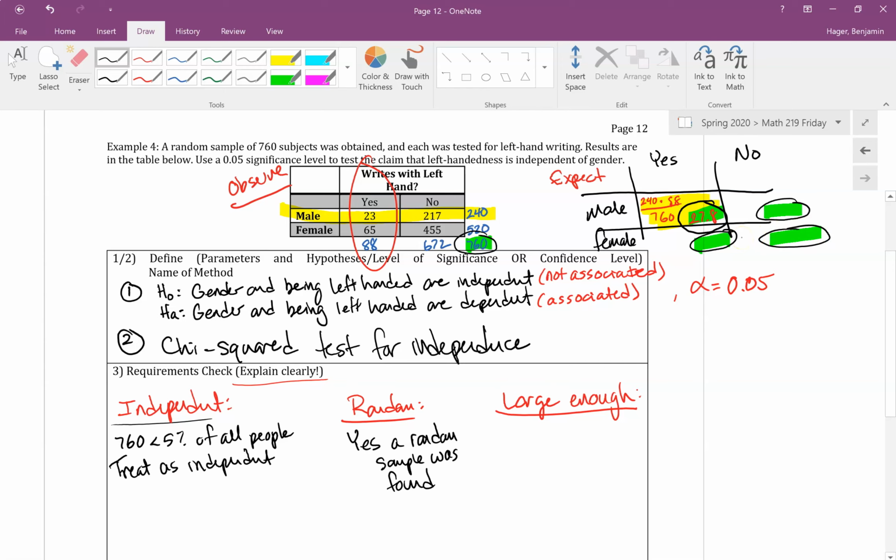So often I end up just going to step 4 because I'm using StatCrunch, so I'm going to let StatCrunch figure those out for me, and then I'll come back to step 3 to verify. I'm just going to write it now so I don't forget, but I will come back and verify that all expected values are greater than 5. So we'll come back and verify that.